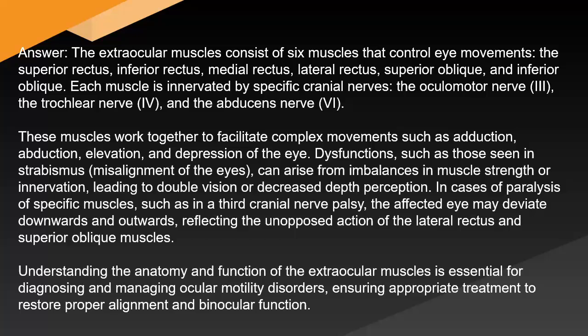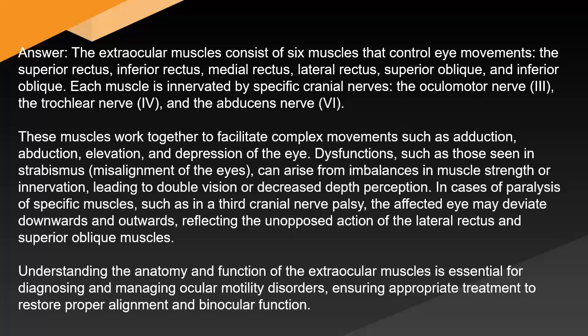Each muscle is innervated by specific cranial nerves: the oculomotor nerve, the trochlear nerve, and the abducens nerve. The muscles work together to facilitate complex movements such as adduction, abduction, elevation, and depression of the eye. Dysfunctions, such as those seen in strabismus, misalignment of the eyes, can arise from imbalances in muscle strength or innervation, leading to double vision or decreased depth perception.